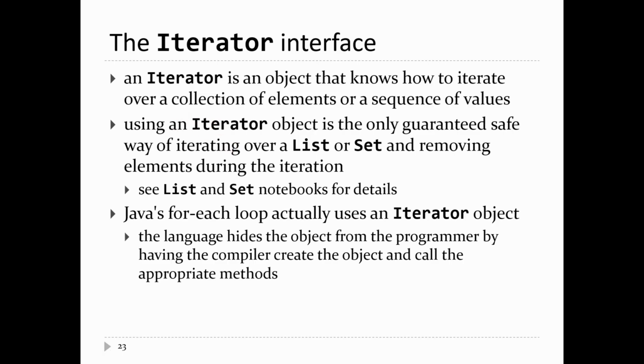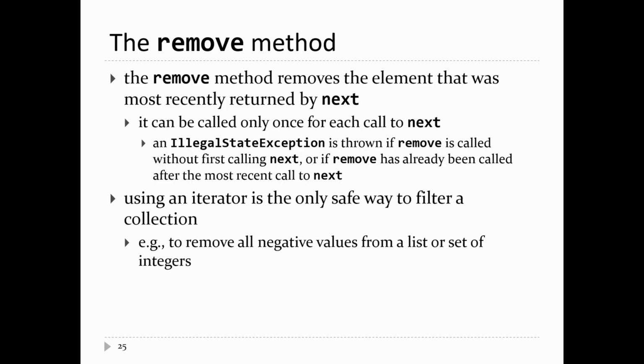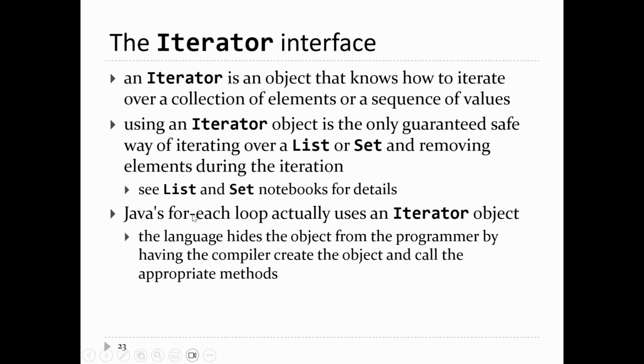So it turns out that for lists, it's quite important to provide an iterator. Using an iterator is the only guaranteed safe way of iterating over a list or set and removing elements during the iteration. This operation is called filtering. When someone says they want to filter a list, it means they want to look at the elements in the list and remove certain elements that meet a criteria. I'll show you how to do that in just a second.